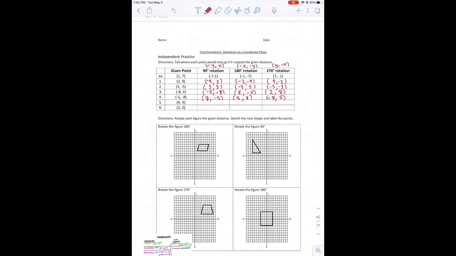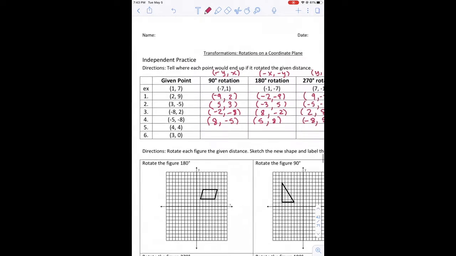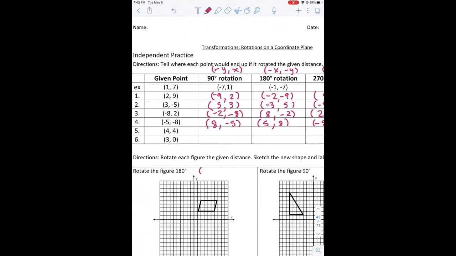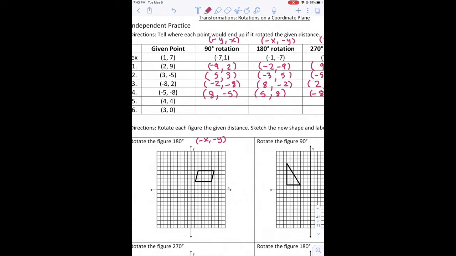Now let's talk about how we would rotate a shape if they just gave us a figure like this. So the first thing is to really read what rotation they want us to do. Rotate the figure 180 degrees. I'm going to start by writing down the rule. A 180-degree rotation is (-x, -y). The easiest way to do this is to look at what the coordinates are. I'm going to label each vertex a different letter, A, B, C, D, and I'm going to write down what each of those coordinates are starting as.